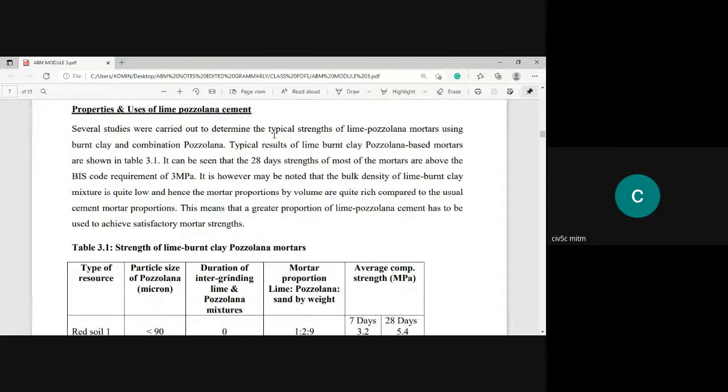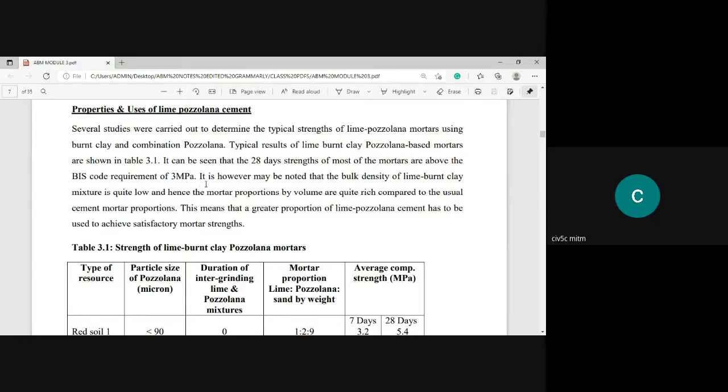Several studies were carried out to determine the typical strength of lime pozzolana mortar using burnt clay and combination pozzolana. Typical results of lime burnt clay pozzolana based mortar are shown in table 3.1. It can be seen that the 28 days strength of most of the mortars is above the BS code requirement, which is 3 MPa, because the Indian code has clearly specified that whatever mortar you produce should possess a strength of 3 megapascal at 28 days. So those strengths I can easily obtain with this lime pozzolana cement.